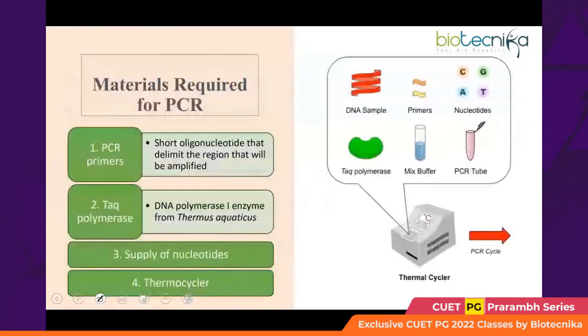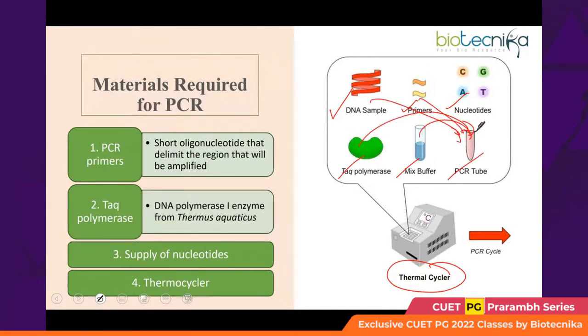The instrument that performs PCR is called a thermocycler, because it cycles the temperature. In PCR, all the components that are required, DNA sample, primer, nucleotides, Taq polymerase, mixed with PCR buffer, are all added together in the PCR tube initially, and it is put in the slots.